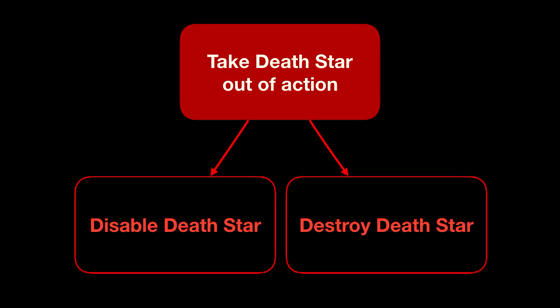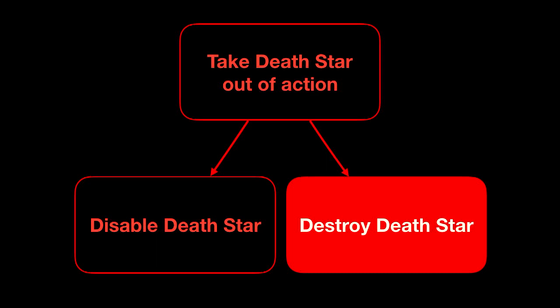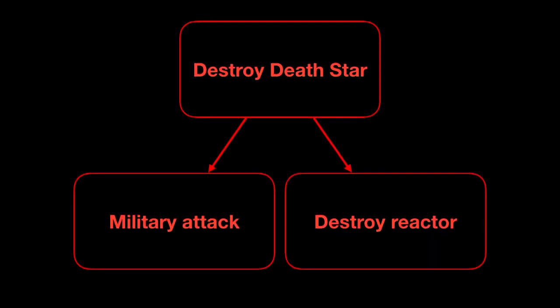But for now, let's move to the next way to take the Death Star out of action, which is destroy the Death Star. Right? And destroying the Death Star is really, really hard. The first one is a military attack, right? Like the rebellion has a big fleet of ships. They can come up and just shoot the Death Star until it's completely destroyed. That's likely to happen. They most likely do that when they discover that the Death Star is there. Or you can destroy the reactor.